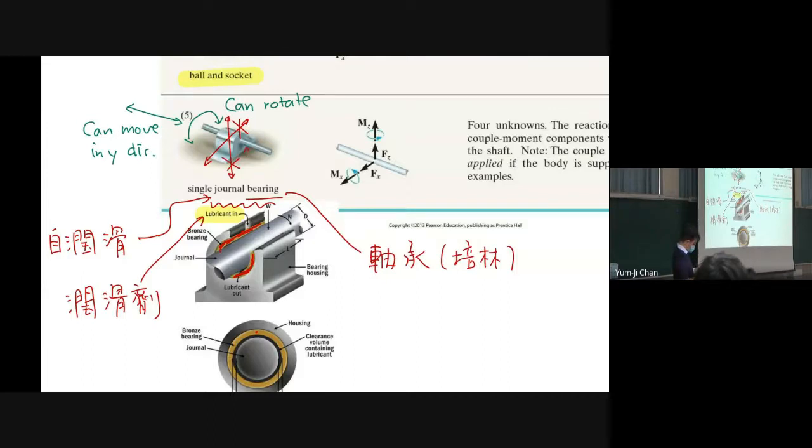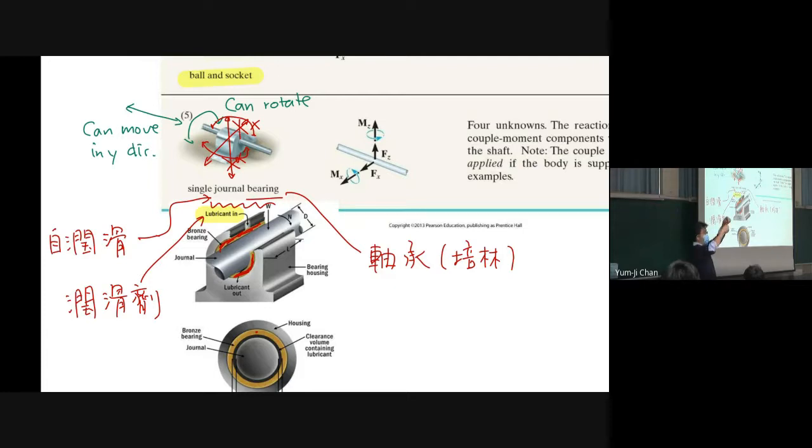So these four are not possible. It's okay. For example, this pen is sharp, it can rotate in this direction, and it can move up and down. But it cannot move left and right, or in this direction. These two are not possible. Okay, these two are not okay.